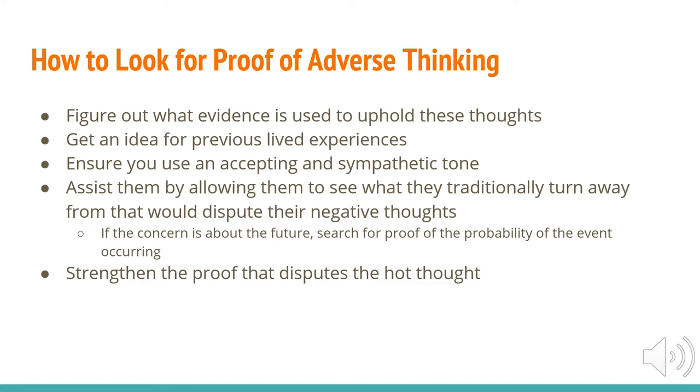Then, strengthen the proof that disputes the hot thought. Most clients highlight the proof that reinforces negative thinking, which weakens the proof that disputes this. But it is critical to observe the facts in these situations. Reviewing can be utilized in order to develop new thinking processes. If the client writes it down, it allows the client to have something to take home with them after the appointment, and this can be helpful. If you write it down, be sure to share and vocalize what you are writing with the client. In these situations, imagery can be useful. If they imagine memories or experiences that can dispute the hot thought, it can benefit the process.